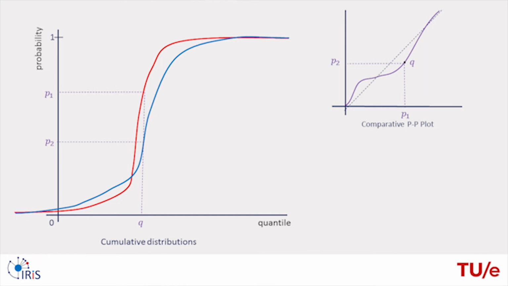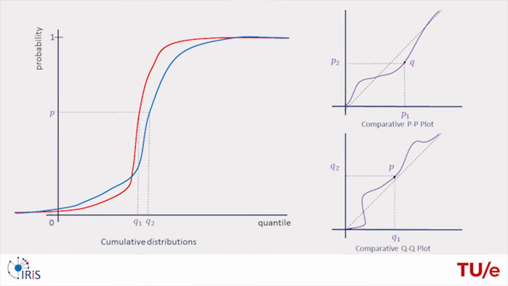Now, similarly, we can also vary along the probability axis and look at where the values end up on the quantile axis, and then we get a QQ, a quantile-quantile plot. Often it is easy to recognize differences that are around the median or mean in a probability plot, and it is easier to recognize differences in the tails of a distribution in the quantile-quantile plot.